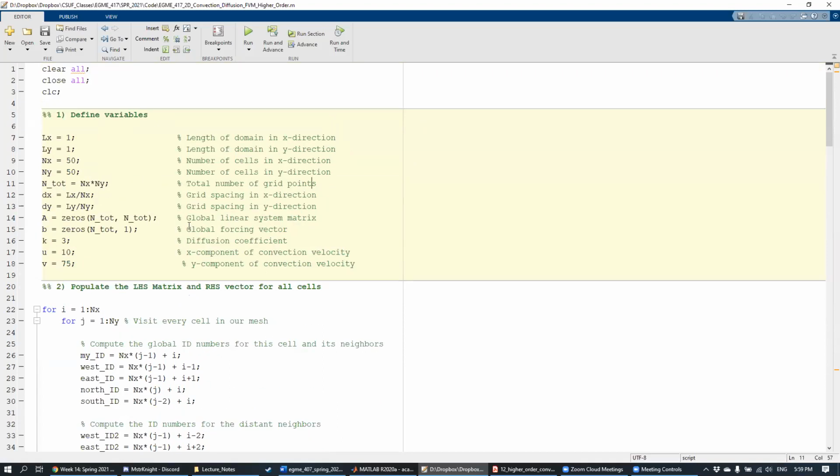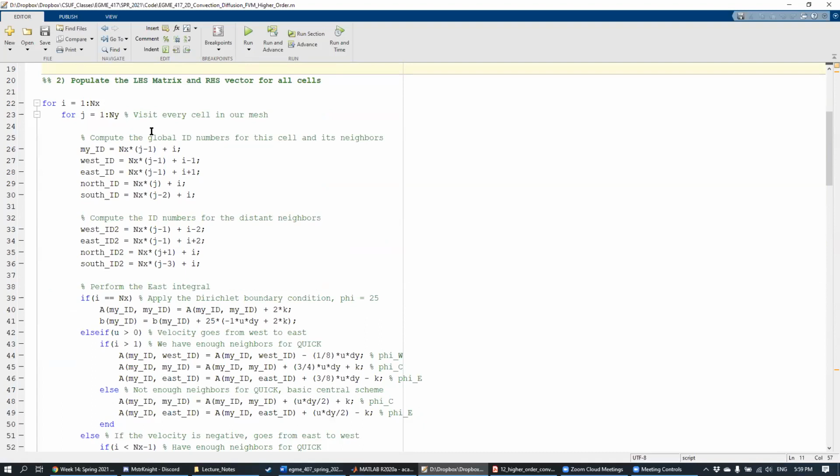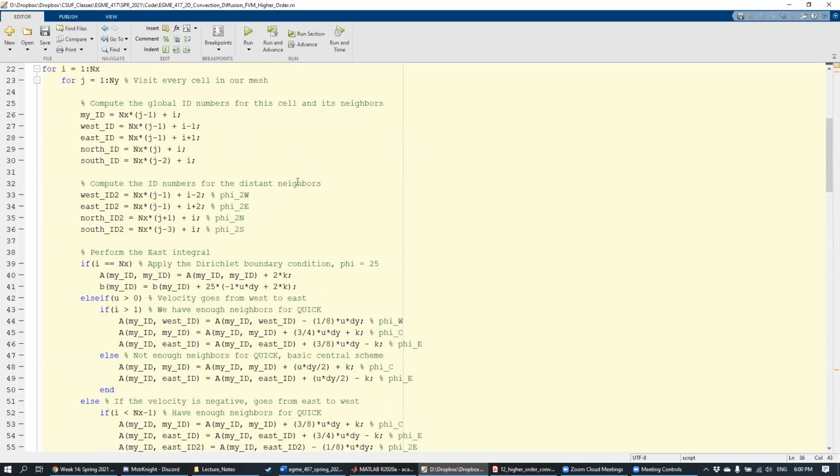All right, and just like we saw for the higher order finite difference scheme, you see here that we have to compute some more neighbors. This section of code right here computes the ID numbers for all the distant neighbors. We have west ID 2, which computes the ID number for phi 2w. East ID 2 is for phi 2e. Next, we have north ID 2, which is phi 2n. And then south ID 2, which is phi 2s. That's the first major addition here, we have to compute these IDs.